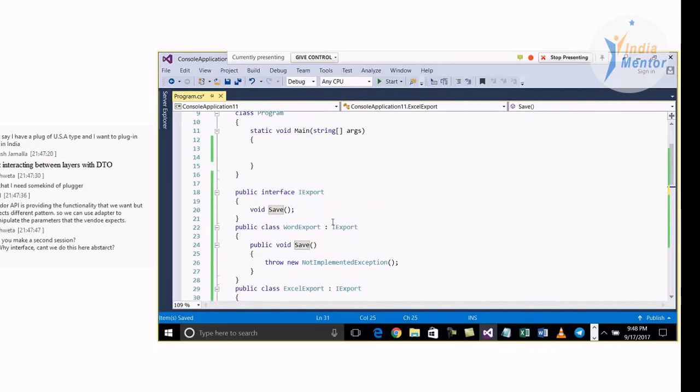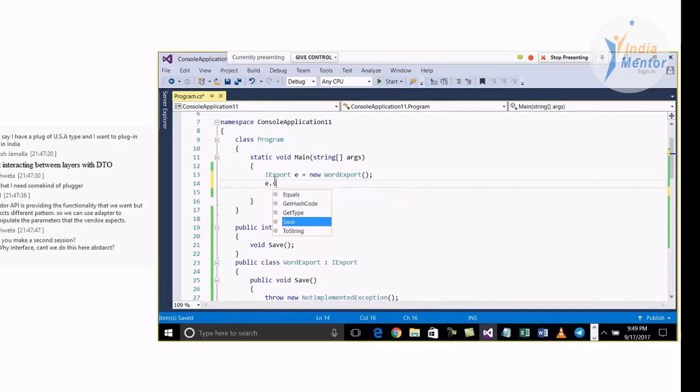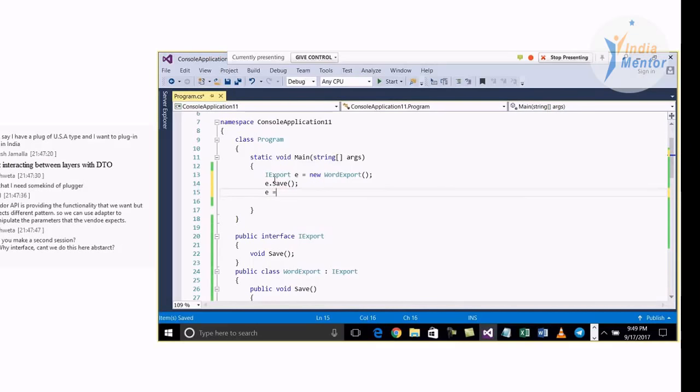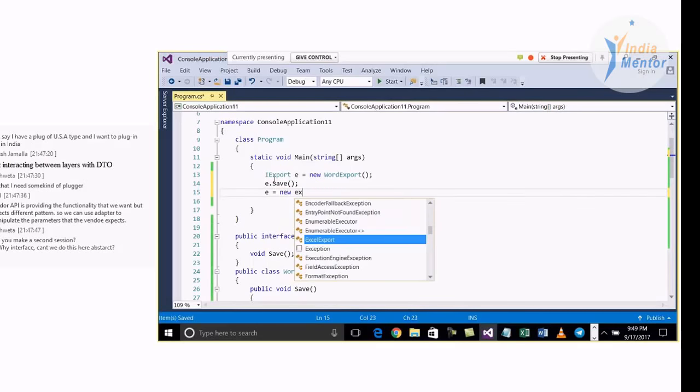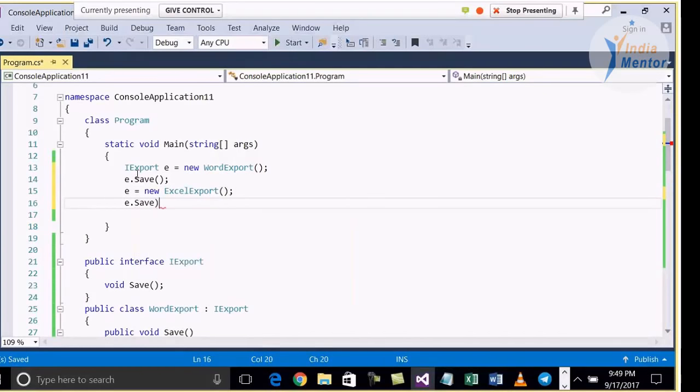So you go to any UI, for you it is very easy. You will say IExport e = new WordExport. So here also it is e.Save. Very nice. You can also say e = new ExcelExport. Here also it is e.Save. So basically you have a lot of uniformity within your project because you have control on your project. You have told your developers to work like that, right?